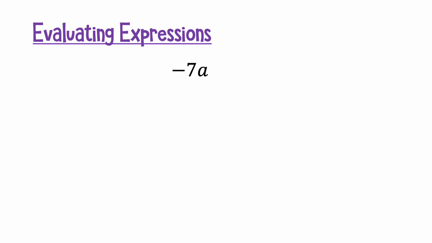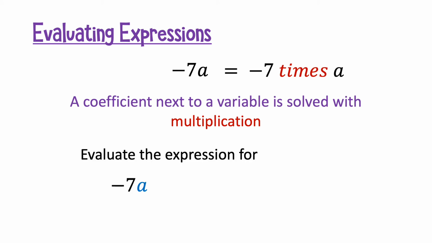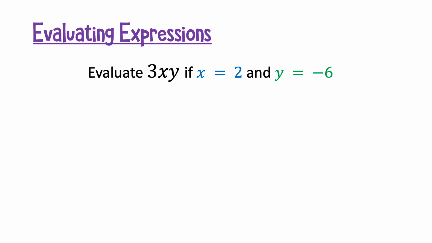Negative 7a. When a number is next to a variable, the coefficient next to the variable is solved with multiplication. This is the same as saying negative 7 times a. So if we evaluate the expression for negative 7a, when a equals negative 3, we're going to substitute and solve. Negative 7 times negative 3. A negative times a negative is a positive, and 7 times 3 is 21. So when you see a number next to a variable, we multiply.